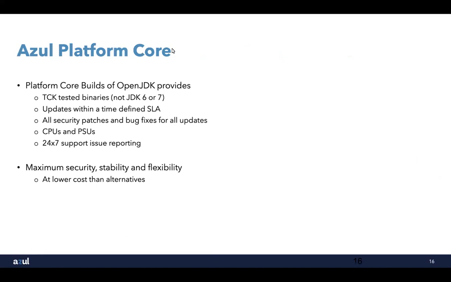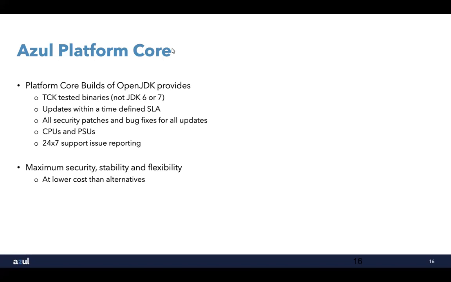Just to summarize then, Azul Platform Core is a build of the OpenJDK. What we provide there are TCK tested binaries. Again, I'll just reference that JDK 6 and JDK 7 aren't TCK tested because the license has been removed by Oracle, but all of the other builds are fully TCK tested. All of the updates that we provide are available within a time-defined service level agreement. As I said, we've had all of our updates available within 1 hour of Oracle. So basically, we're talking about very quickly there.